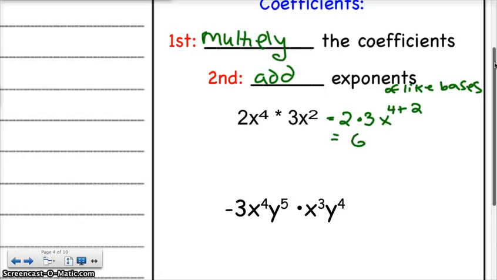This is equal to 6x to the 8th. Just kidding, 6. Yeah, I'm like, what? 6. So again, you can do this fast in your head. You could go 2 times 3 is 6. X to the 4 plus 2 is 6. 6x to the 6. Easy. Okay.